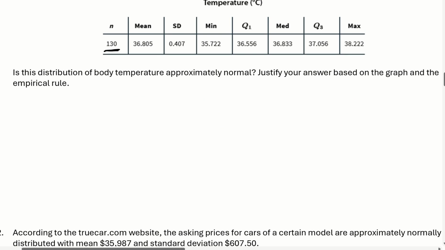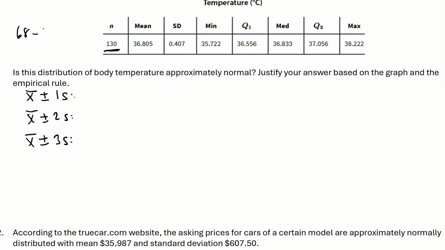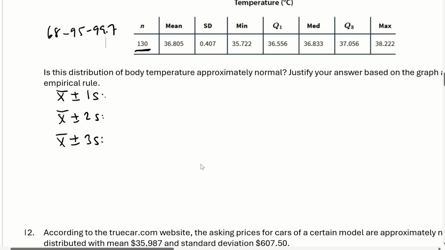The empirical rule, we're going to need to go 1 standard deviation out from the mean, 2 standard deviations out, and 3 standard deviations out to see if, remember, for the empirical rule, the magic numbers are 68, 95, 99.7, right? So whenever I do this, it has to match these numbers. Okay, so let's look at the first part.